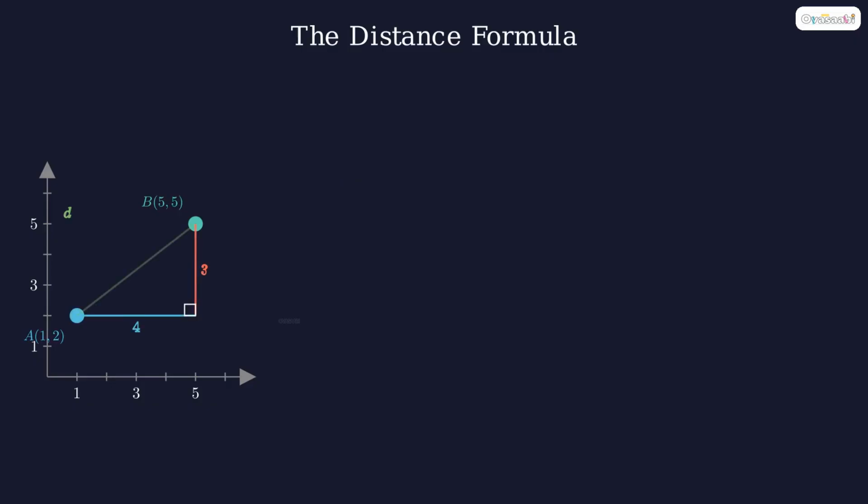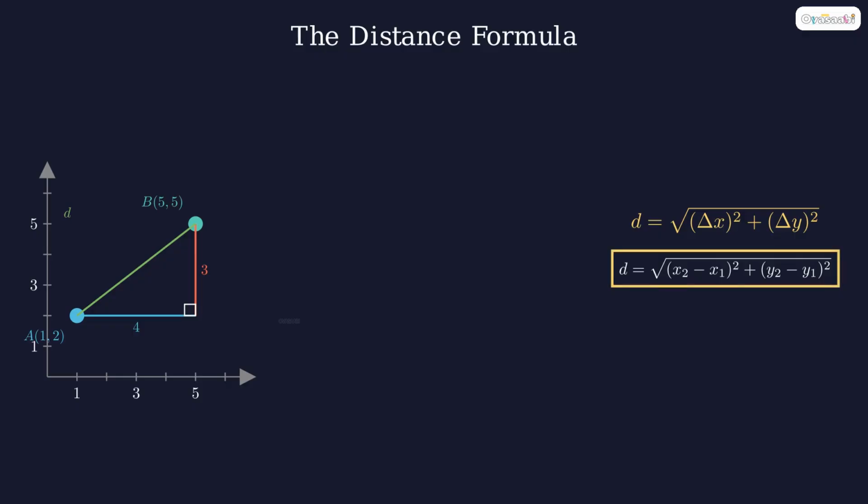When points aren't on the same line, we form a right triangle. The distance formula is the square root of the horizontal distance squared plus the vertical distance squared.